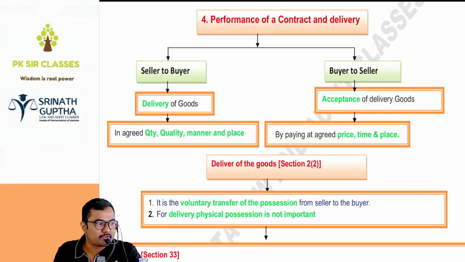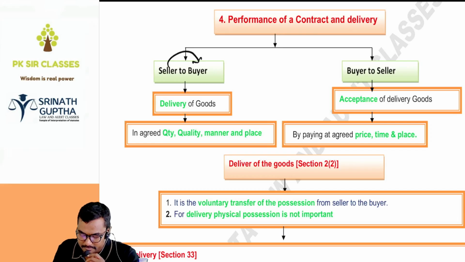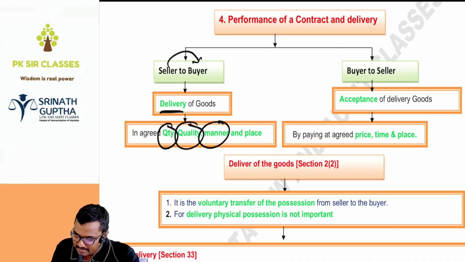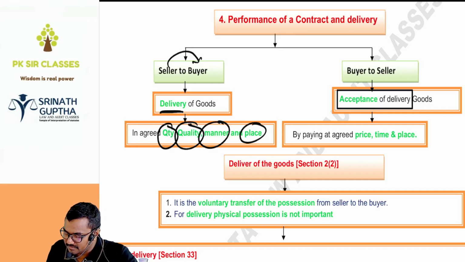What's the meaning of performance of contract of sale? The seller has to deliver the goods to the buyer. How do we have to do delivery as a seller? As per the agreed quantity, agreed quality, agreed manner, agreed place. The seller has to do the delivery, and the buyer has to accept the delivery by paying the price at the agreed time and agreed place.